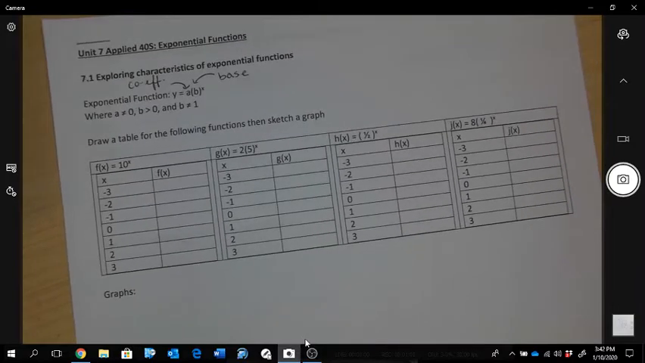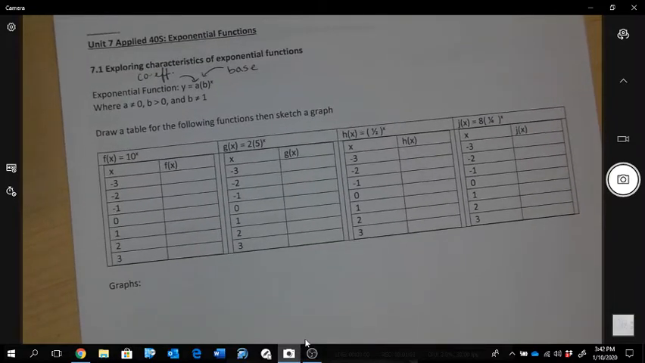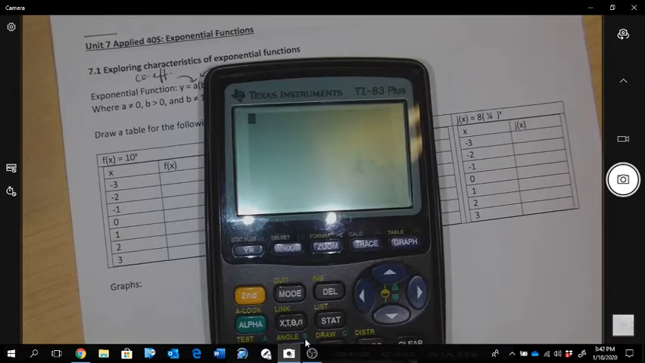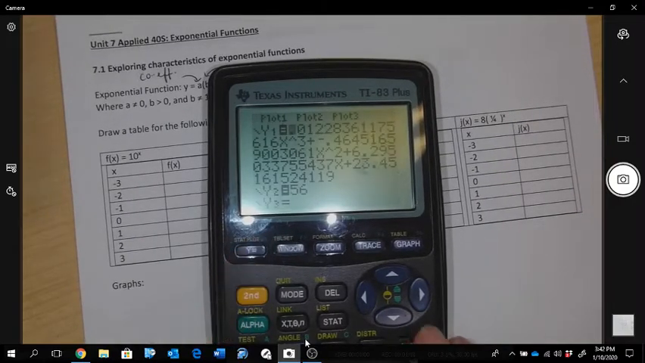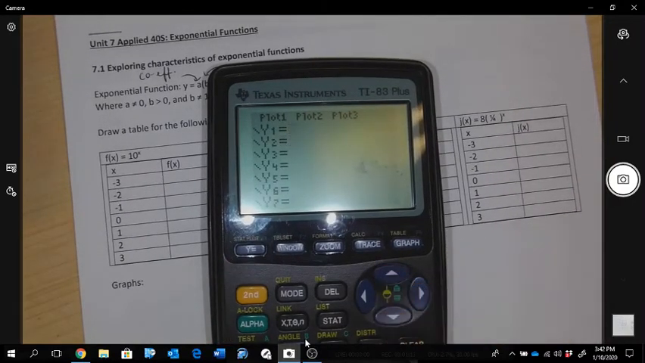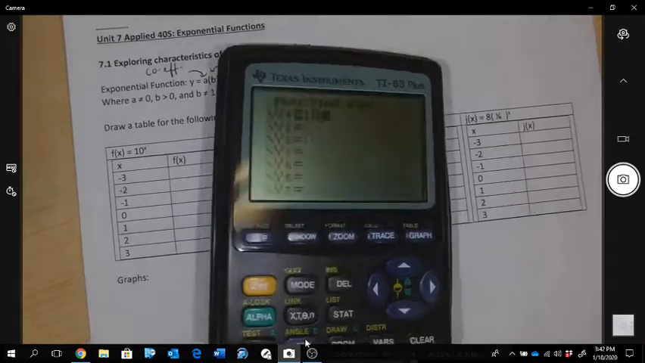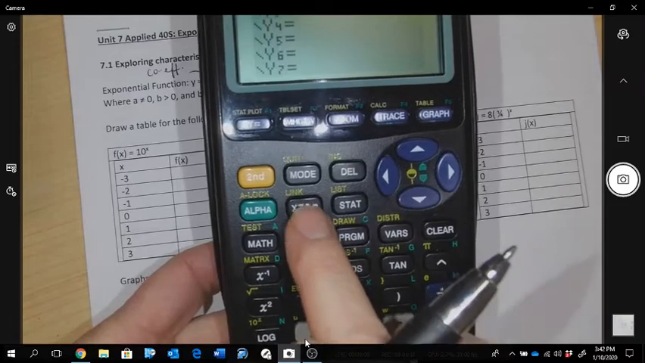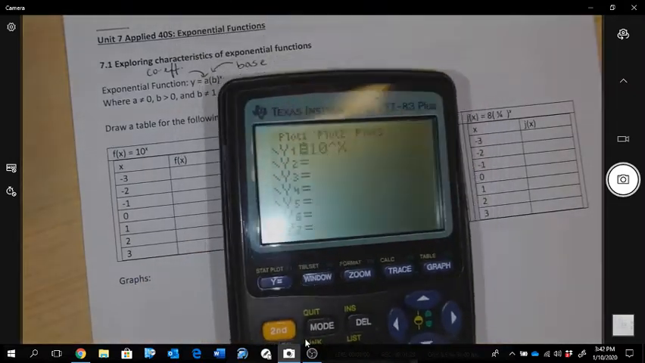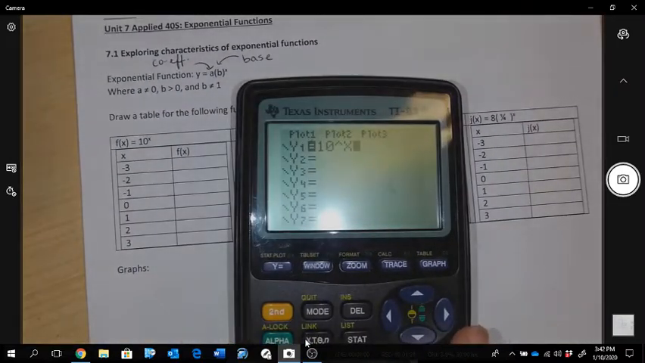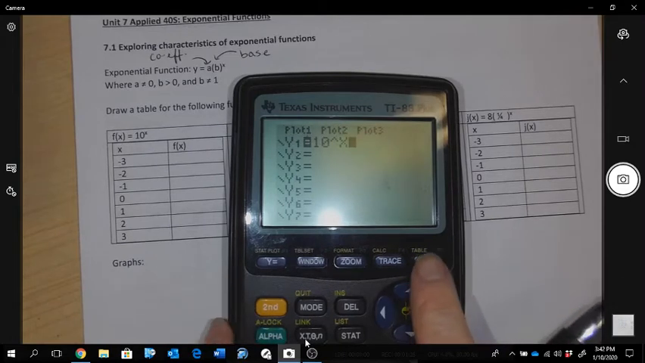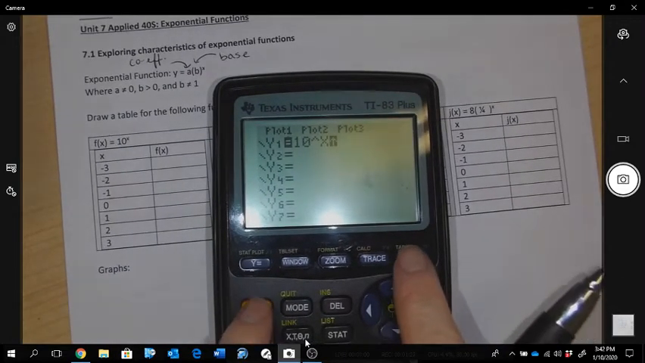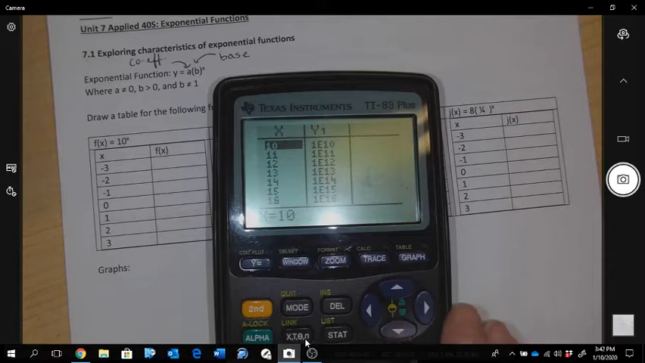Okay, so we're going to create a table of values. First thing I do, y equals 10 to the x. So I'm going to clear anything in my y equals, and I'm going to enter 10. Do you remember where your exponent button is? Right here, to the power of x. Okay, so I'm going to hit second function graph, because it shows me the table of values.